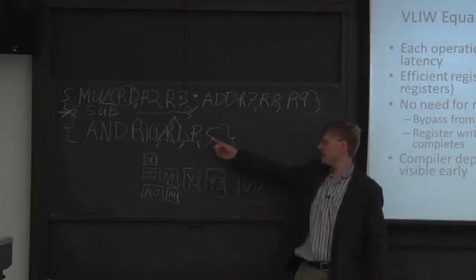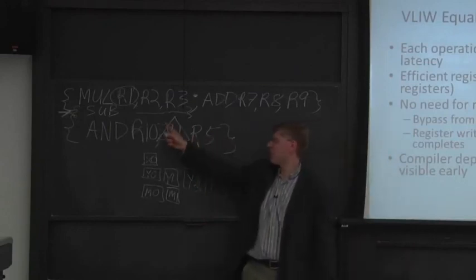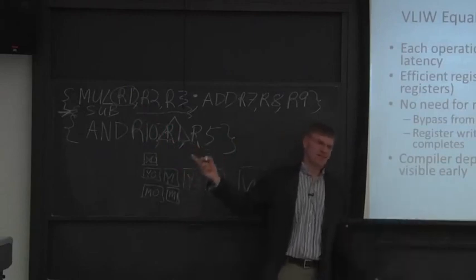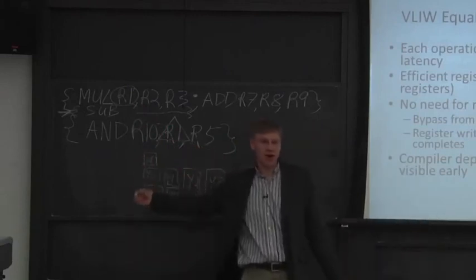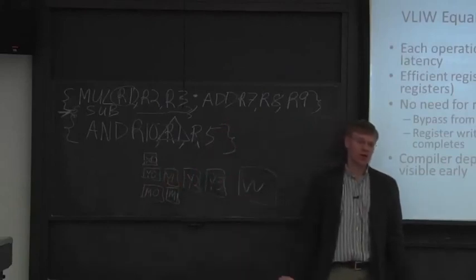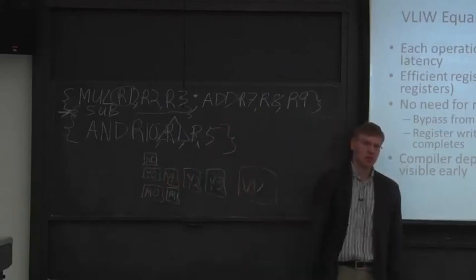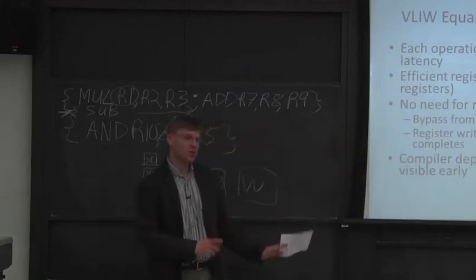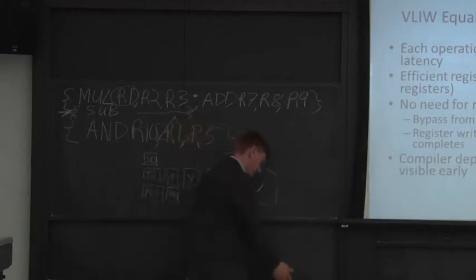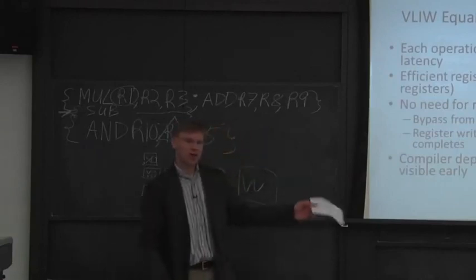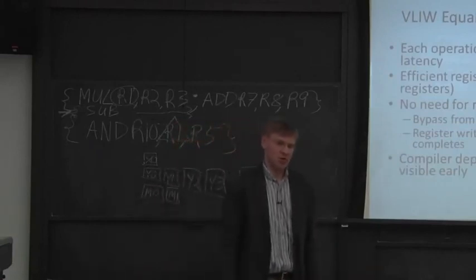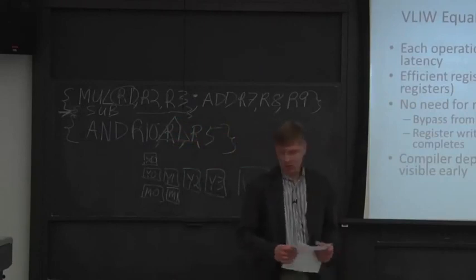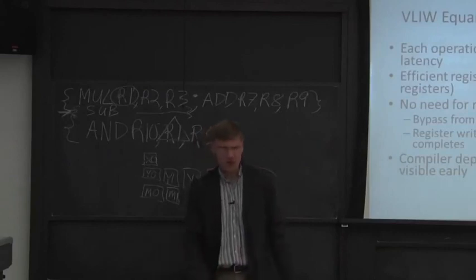What happens when the AND goes to execute? Does it actually pick up the correct value of R1 here? No. It picks up the new value of R1, and it was supposed to pick up the old value of R1. So that's traditionally a problem with EQ, or equals, scheduling model architectures. People have solved some of these problems. Or sometimes when people build these processors, they don't have interrupts. So some of these VLIW equals processors were not able to handle interrupts at all. So that's something to think about.